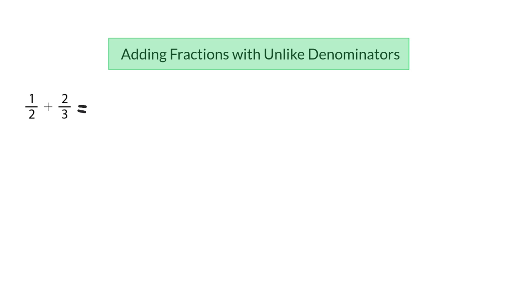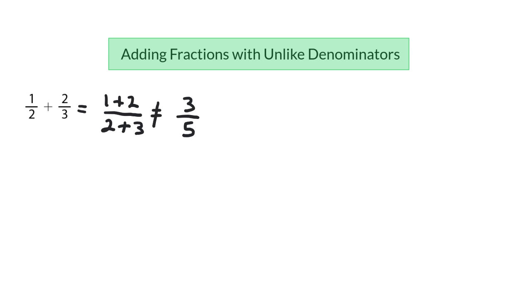We could say that the new numerator is going to be the sum of 1 plus 2, and the new denominator is going to be the sum of 2 plus 3. And then we'd have 1 plus 2 is 3, and 2 plus 3 is 5. This is not how you add fractions. You have to find something called the common denominator.